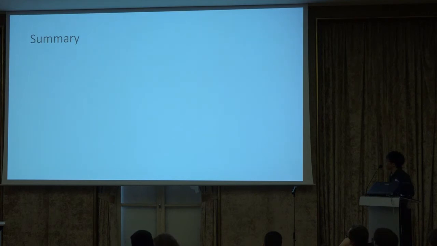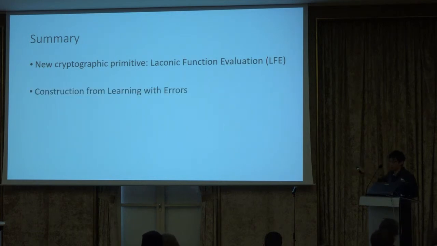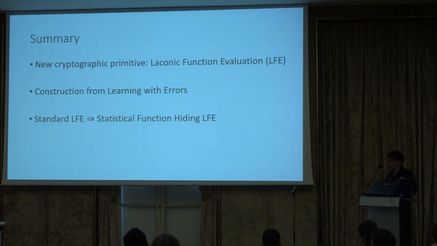Okay, so to conclude, what we do in this paper is to define what we believe is an extremely natural cryptographic primitive that has not been defined before, that we call Laconic function evaluation. We give a construction from the Learning With Errors assumption. We show some relations between different variants, where we show that a deterministic version generically implies the statistical function-hiding one. And we give some extremely simple applications that solve problems that were natural and open since then.